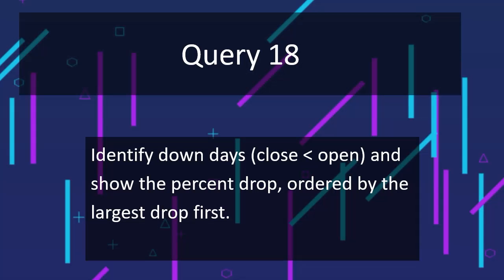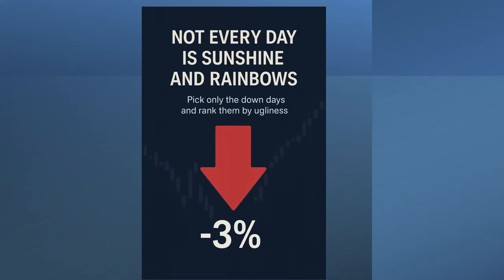Here is the question for query 18. Identify down days where the close is less than the open and show the percent drop, ordered by the largest drop first. Not every trading day is sunshine and rainbows. Sometimes the stock opens high, closes lower, and leaves us with a sad red arrow. Let's hunt those days down and rank them by just how ugly the slide was.